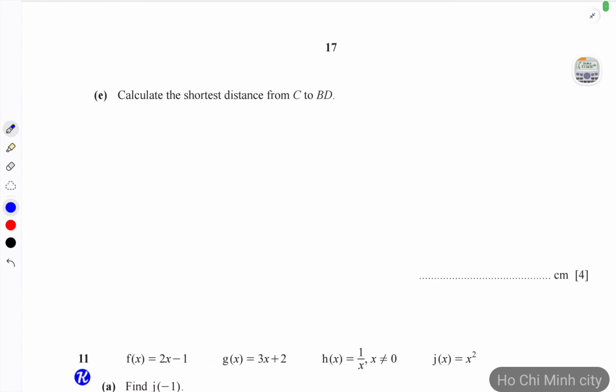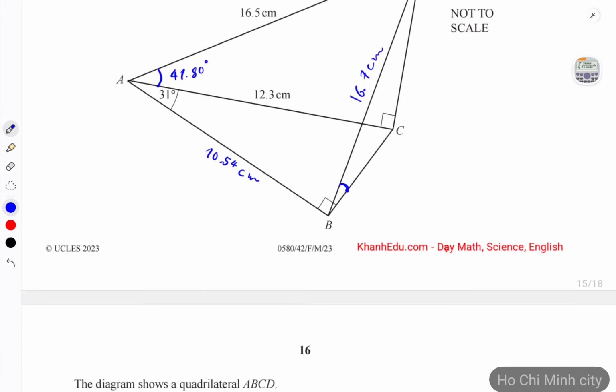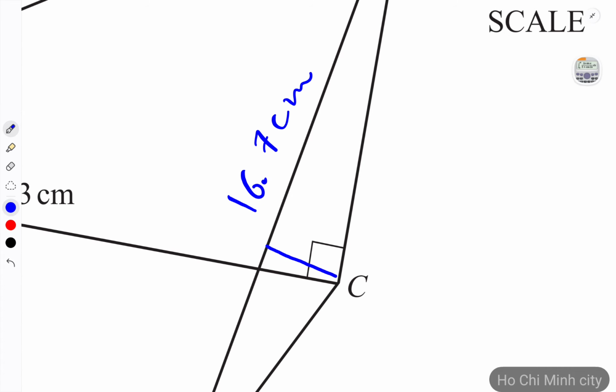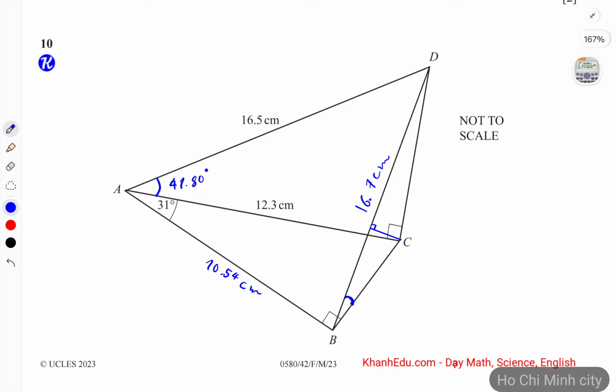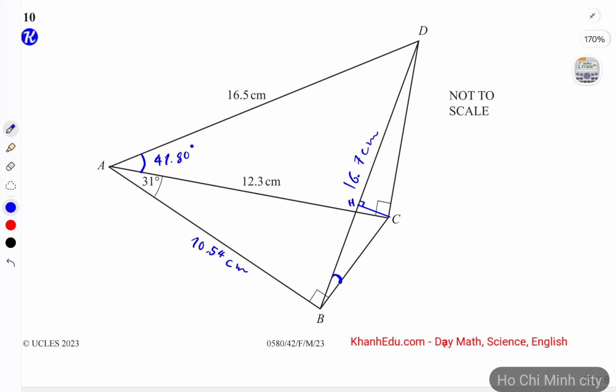The next part would be the last one of this question. Calculate the shortest distance from a point to a line segment. So the shortest distance would be the height from this point C to BD. So we would draw another line here, and this line has to be perpendicular to the BD. Let's call this point H. All right, so we need to find out the length of the CH.